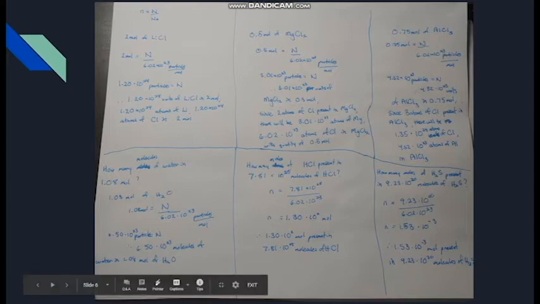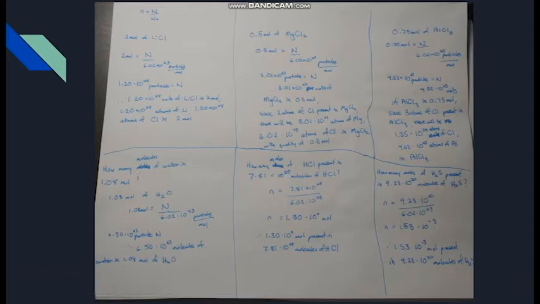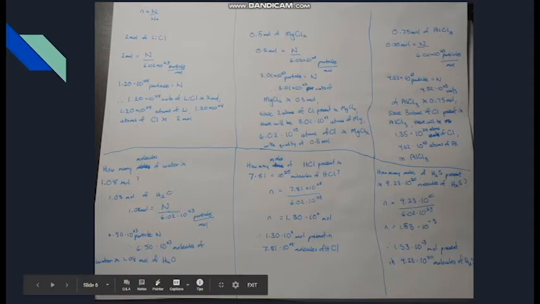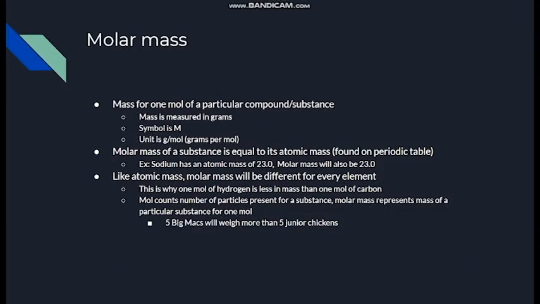We're going to get 1.53 times 10 to the negative third moles. This is going to be particles, particles per mole, which is why this is going to equal moles. And 1.53 times 10 to the negative third is also equal to 0.00153 moles.